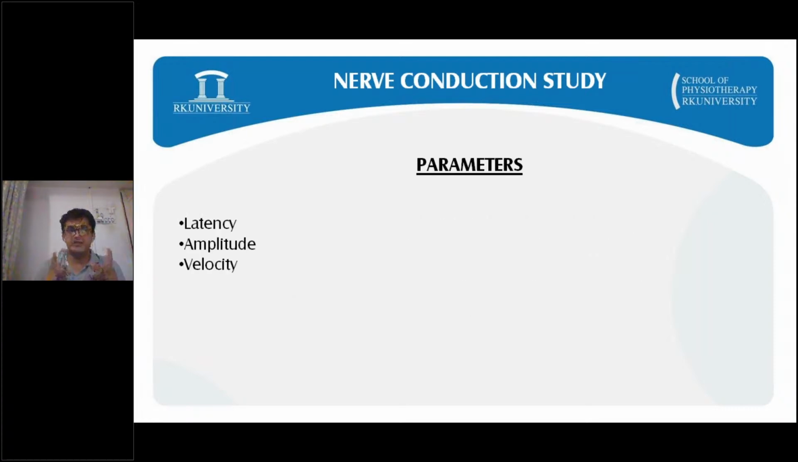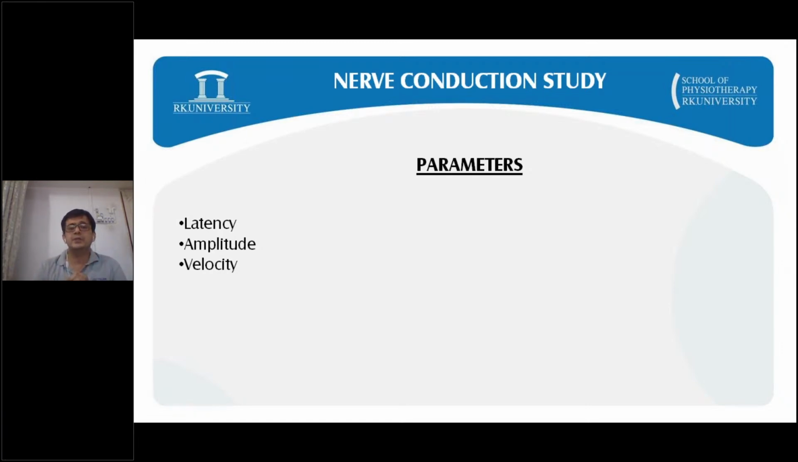Parameters. So latency is the time taken by the impulse to travel from the stimulating to the recording point. So definitely more latency is a problem. Like if you want to go from Rajkot to Ahmedabad and it takes 3 hours, it is normal. But if instead of 3 hours you reach in 2.5 hours, that is good, not a problem. But if instead of 3 hours you are getting 4 hours, then definitely it is a problem. So more latency is a problem, less latency is not a problem. It is suggestive of demyelination.